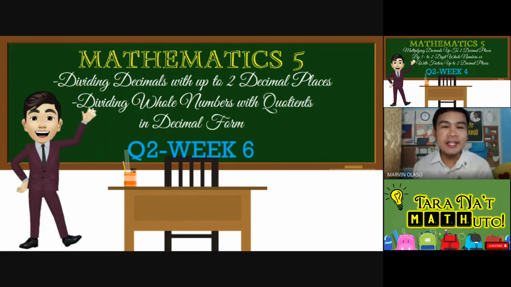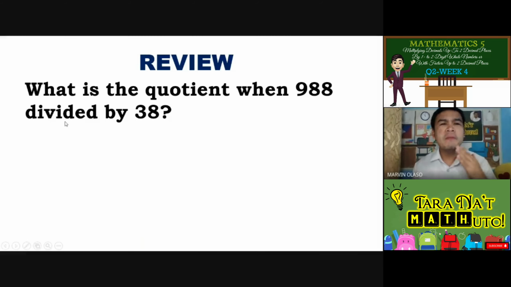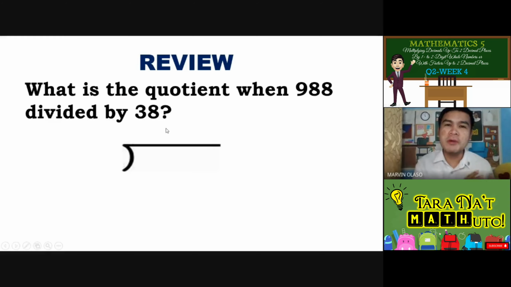At ayan na nga po, simulan na natin ang ating lesson sa ating quarter 2 week number 6. Of course, bilang isang mga bata, grade 5 pupils, ay dapat alam nyo na kung paano kunin ang quotient. What is the quotient when 988 divided by 38? From the word quotient, what is the operation that we are going to use to solve this problem? Of course, division. Sana familiar kayo dun sa mga terminologies about division. We have quotient, we have dividend, we have the divisor. Dapat yun ay mga hindi na natin nakakalimutan.